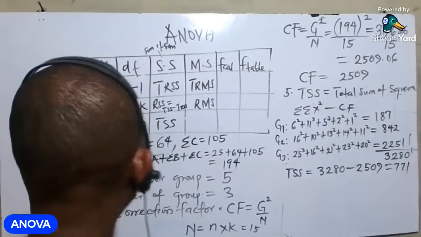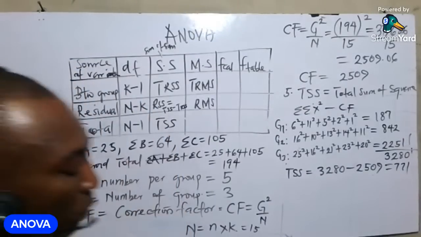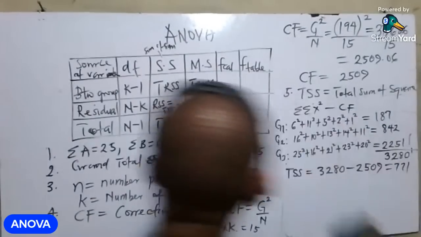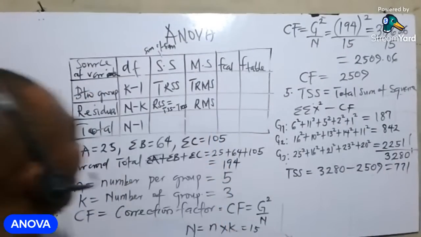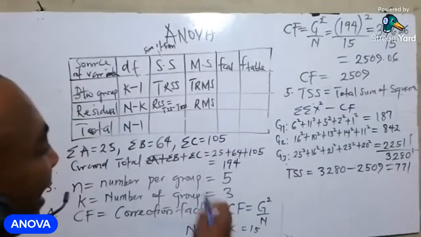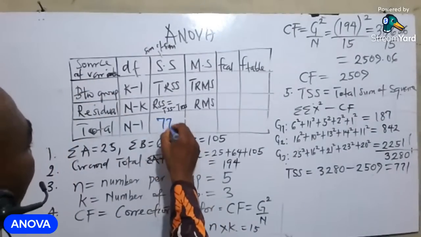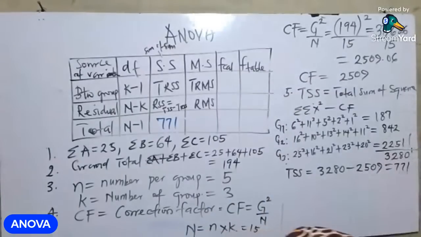So without wasting much of our time, like I said, I'm not going to clean this table. So immediately I'm getting all the figures of the table, I can come here and clean this place and put my answer there. So can I get a blue marker, just to let you know that I've started getting my answer. This one is 771. So TSS is done and dusted.